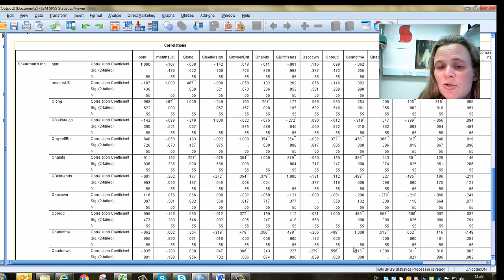But don't just look at all the significant ones, also look at which ones are not significant, and whether that is perhaps surprising or not. Of course, if you don't find a significant correlation, it doesn't mean there is no correlation. All you can say is that there's no evidence of a correlation in this case.